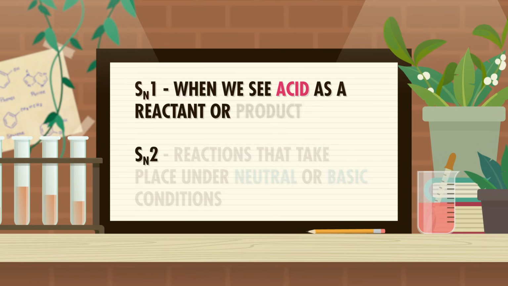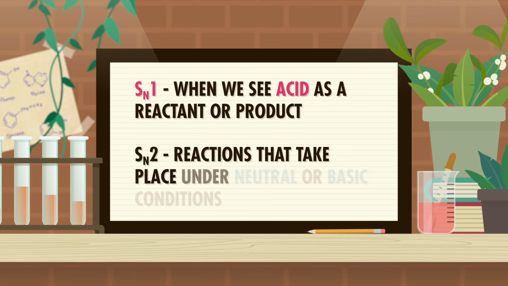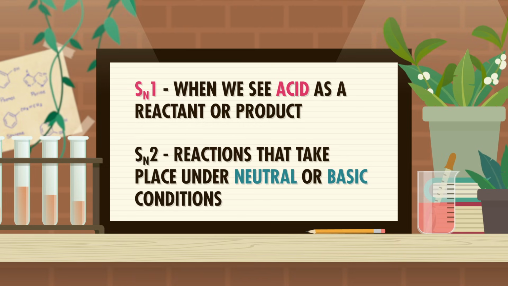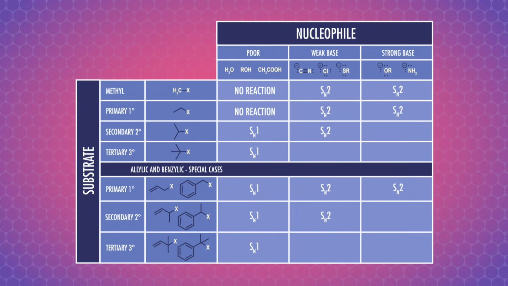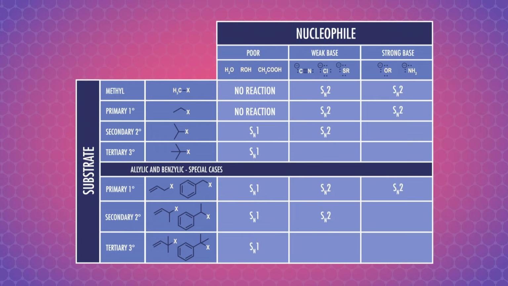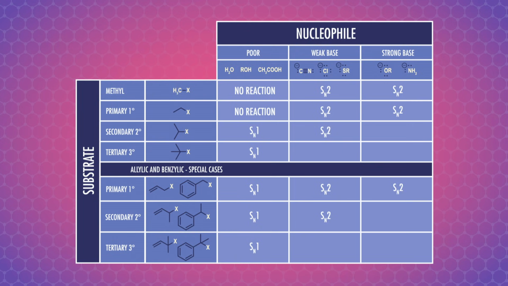I'm gonna be honest, evaluating these key reaction conditions can feel complicated, but here's a trick we can use. Weak nucleophiles are often polar protic solvents and favor SN1. Since they're protic, the reaction is carried out under acidic conditions or generates a molecule of acid as a byproduct. So when we see acid as a reactant or product, think SN1. And on the flip side, reactions that take place under neutral or basic conditions tend to favor SN2. We can summarize all we've learned by adding different types of nucleophiles to the table we started in episode 20.